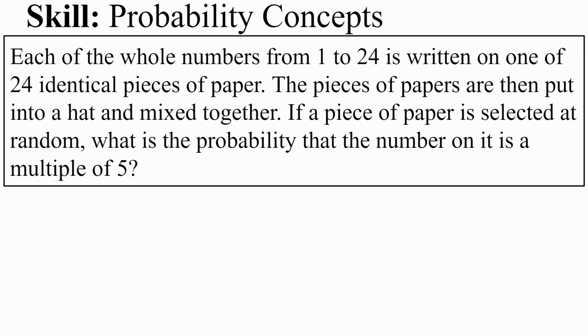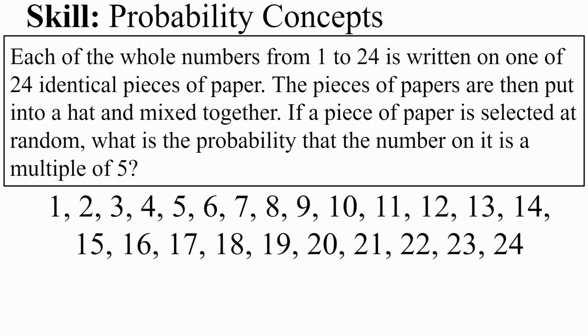Okay, here's a more abstract one from an old SAT. I'll try to include more of these on the worksheet so that you can practice. So it says each of the whole numbers 1 to 24 is written on a piece of paper. We're going to shuffle them in a hat. Okay, so why don't we just start by writing down all the numbers from 1 to 24. And we desire to find out the probability that the number is a multiple of 5.